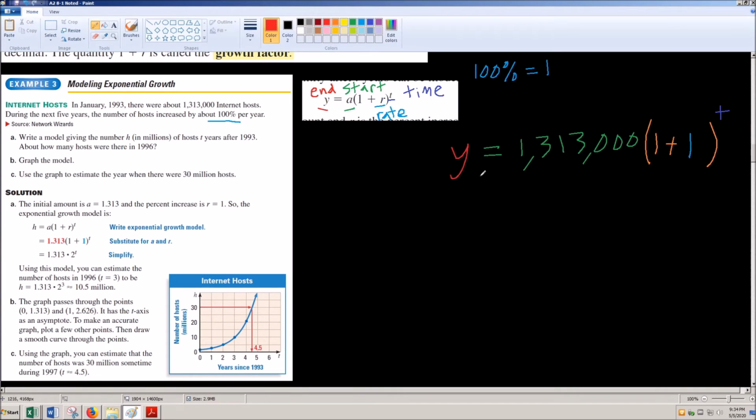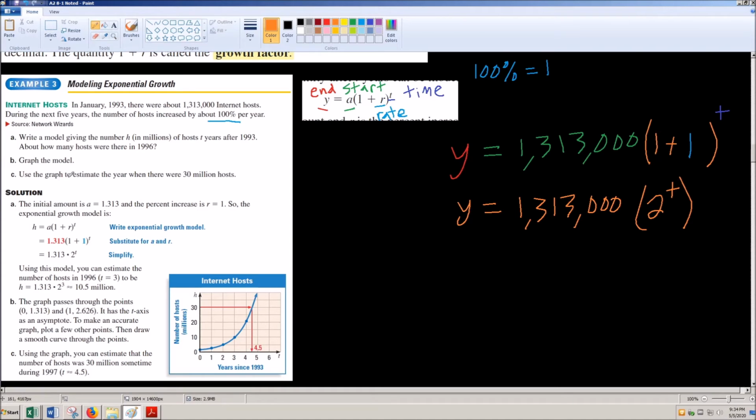So again, this is just going to be y. So y equals 1.3 million, approximately, times 1 plus 1 to the t. So we can simplify this and just call this y equals 1,313,000 times 2 to the t. Again, this is just my starting value, and this is what it's increasing by every year. So now when it says graph this model, sure, it's crazy huge numbers, but we could do it.